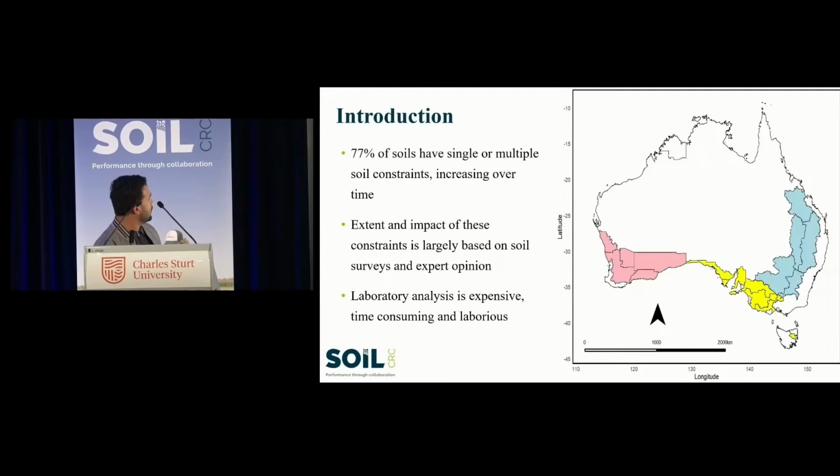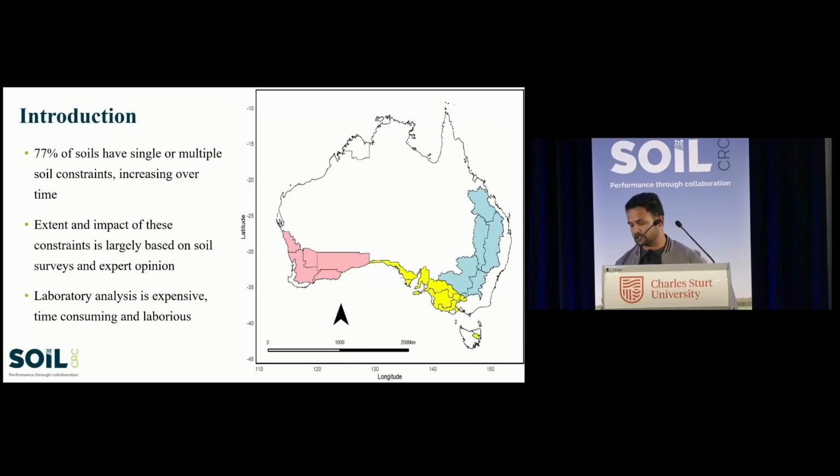In Australia, 77% of soils have single or multiple soil constraints, and it is also stressed by the farming group. They have subsoil acidity. The problem is the extent and impact of these soil constraints is largely based on soil surveys and expert opinions, which may not be accurate enough to make informed farm management decisions. And the solution is the laboratory method, which is very expensive, laborious and time consuming.